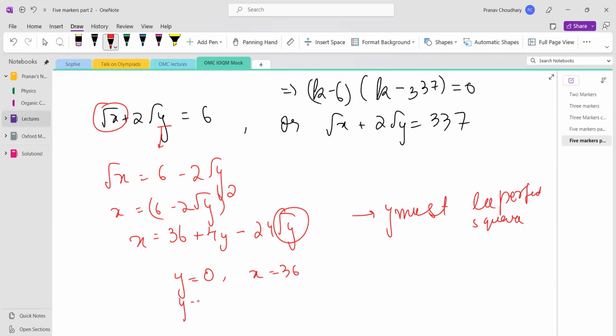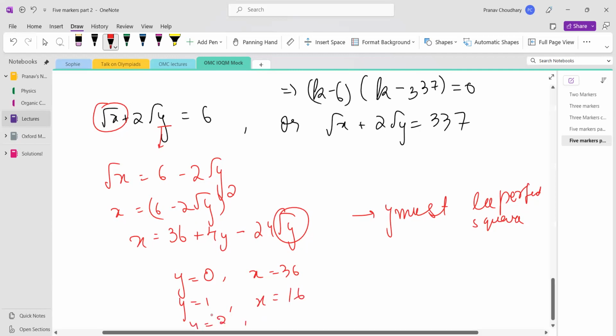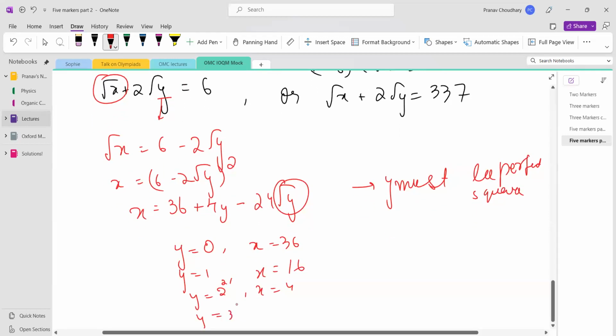Clearly, if you take y equals 0, then x equals 36. This works. If y equals 1, then x can be 16. If y equals 2 squared, then x would be 4. And if y equals 3 squared, then x is 0. So you get 4 solutions here.